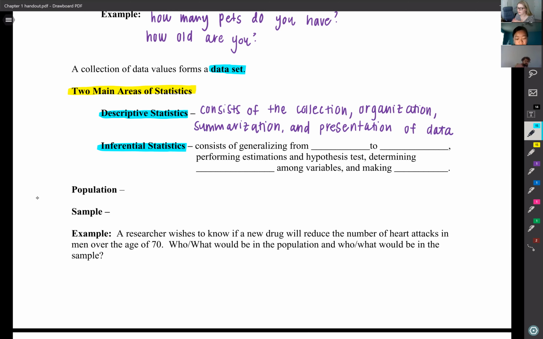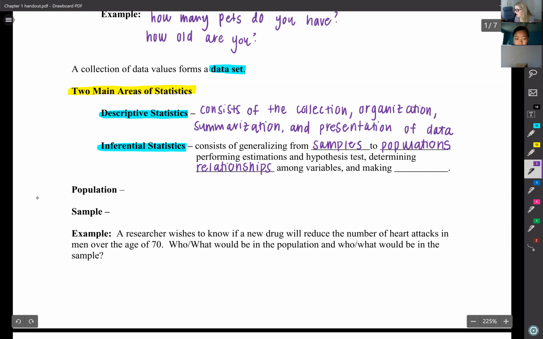So let me write down the fill-ins for the inferential statistics, and then we'll maybe talk about the differences. So just again from the textbook, inferential statistics consists of generalizing from samples to populations, performing estimations and hypothesis tests, determining relationships among variables, and making predictions.